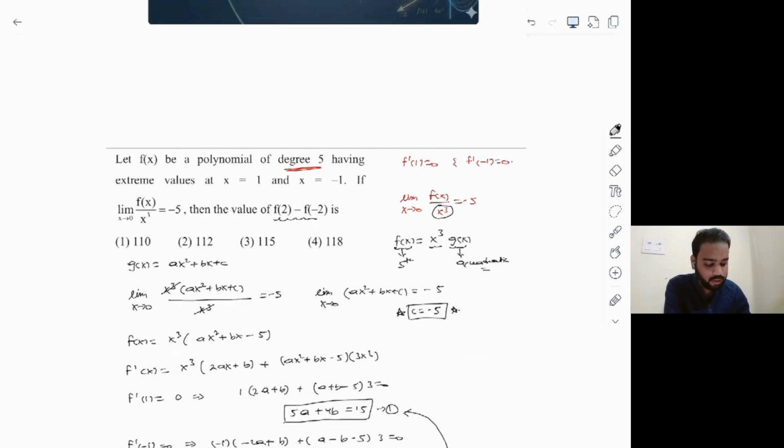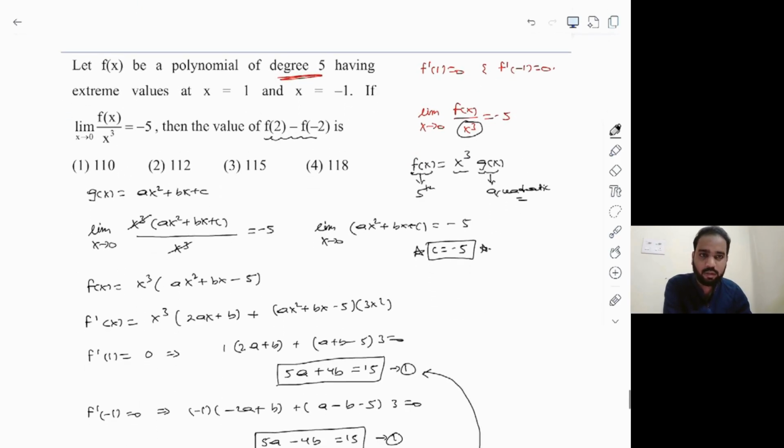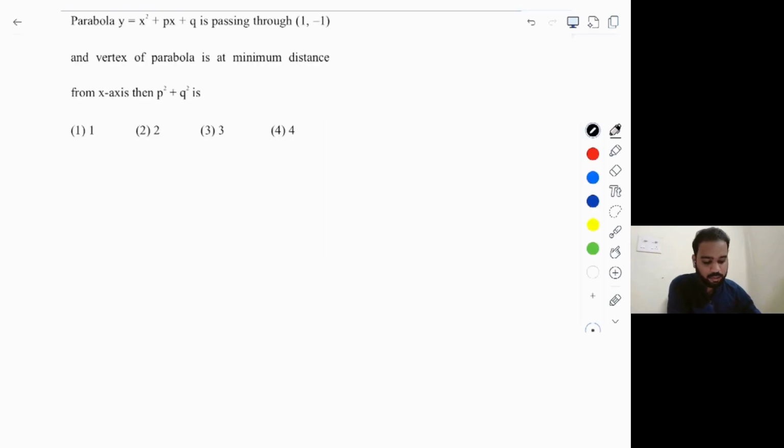So as you can see, it is not a difficult question. The only simple condition you have to recall here is, since the limit of f(x) by x cube as x tends to 0 is existing and equal to a finite value, we can say that f(x) will have a factor x cube. By using that logic, it can be done. Only proper calculation is required. Okay, let's take the next question.